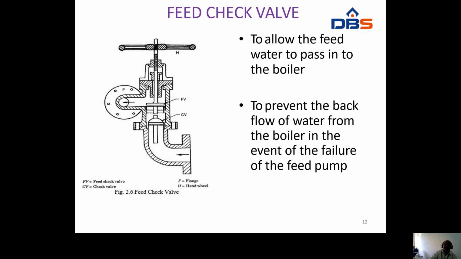Feed check valve. To allow the feed water into the boiler, there is a feed check valve. When we want to pump the water, we allow the water through the feed check valve to the boiler.